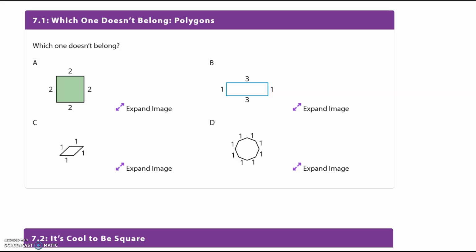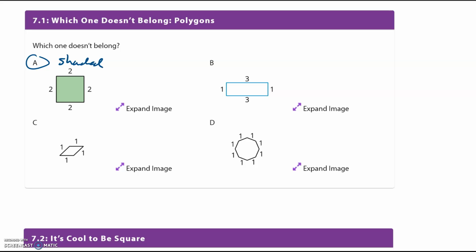Okay, we're going to start Unit 1, Lesson 7 with a little which one doesn't belong. And here we have these 4 polygons, A, B, C, and D. And what we want to do is determine which one of these does not belong. There's no real right or wrong answer to this, but what you may notice is that polygon A might not belong because it's the only one that is shaded.